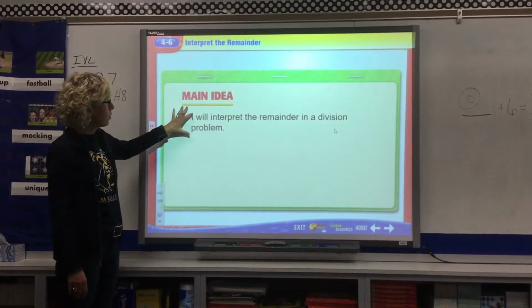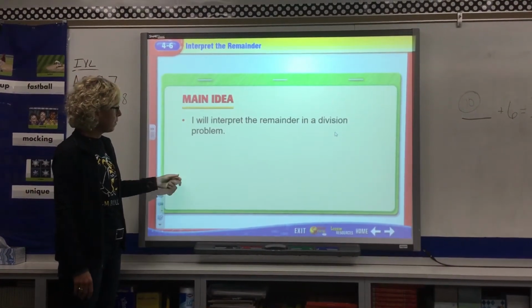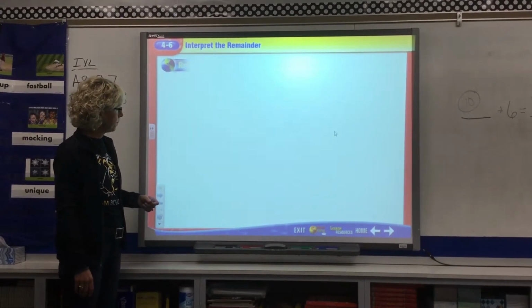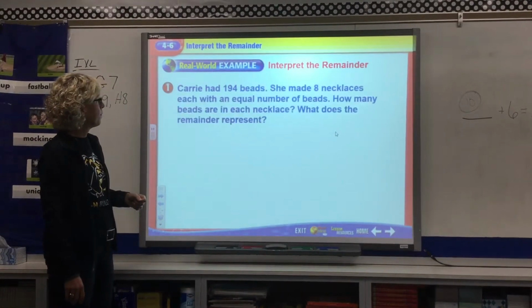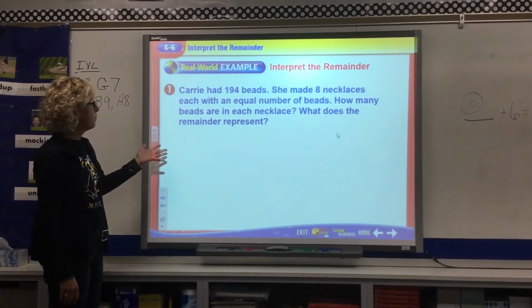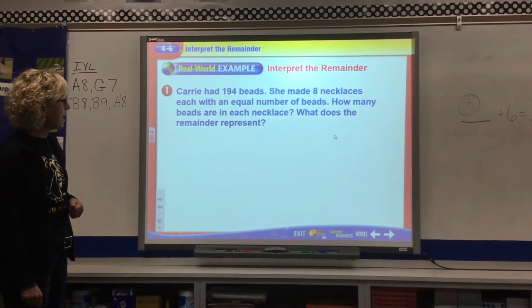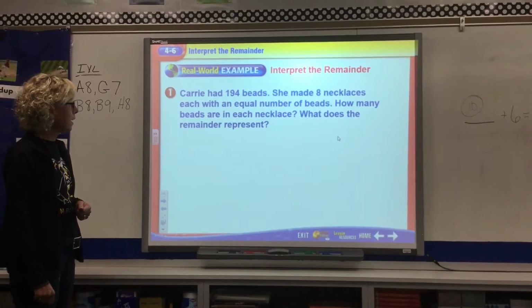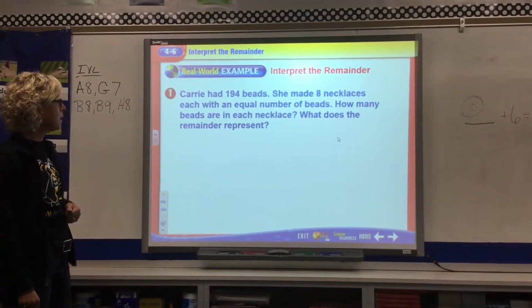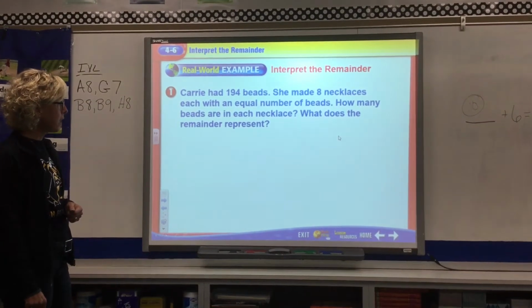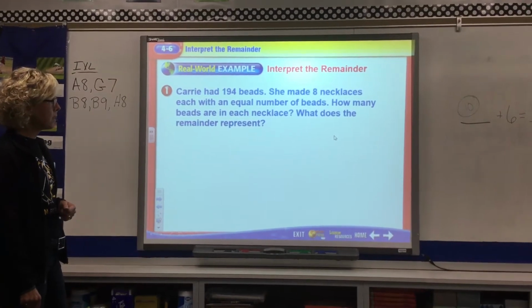So, we're going to interpret the remainder in a division problem. Here's an example for us. Carrie had 194 beads. She made 8 necklaces with an equal number of beads. How many beads are in each necklace, and what does the remainder represent?